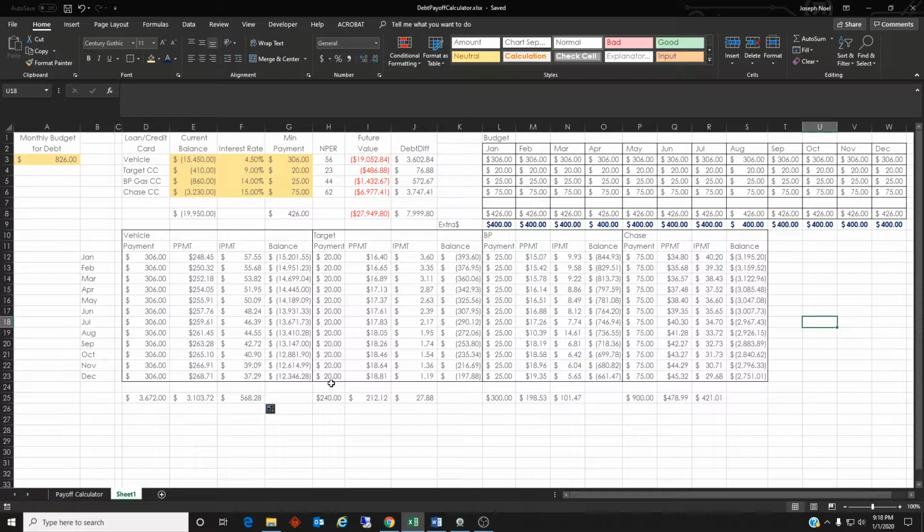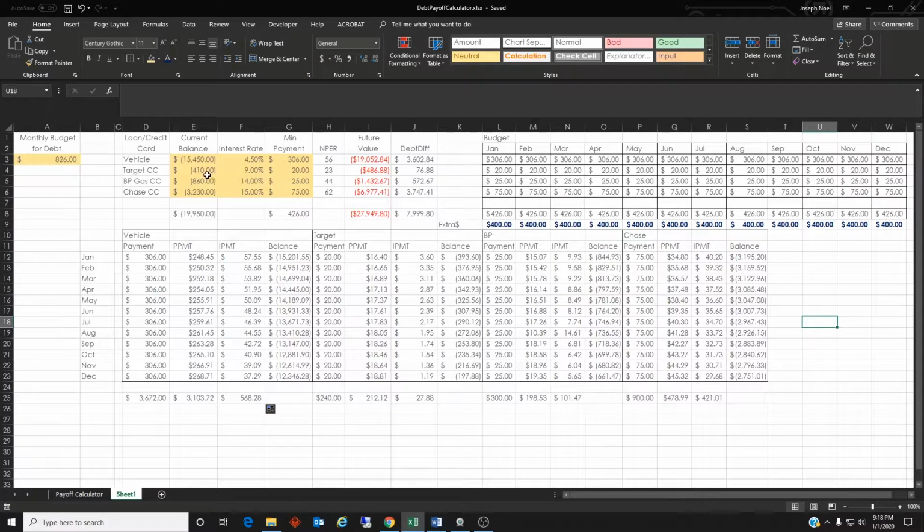So, like I said, this overly complicated thing, and I built some amortization tables for credit card debt over a year and vehicle debt. So the scenario that I'm using is, I have 4 debts besides my house debt, my home debt. So I have a vehicle and 3 credit cards: Target, BP, and Chase. Current balances are $15,450 for my car at a 4.5% interest rate, and my minimum monthly payment is $306. And that is over 56 months, 56 payments.